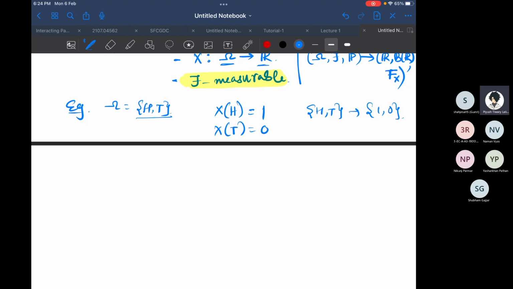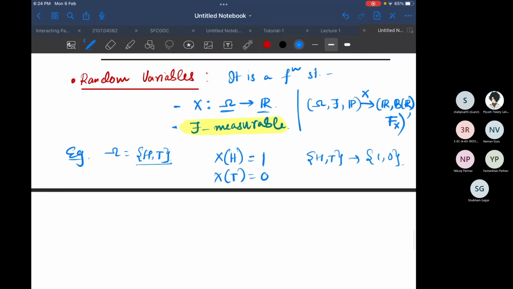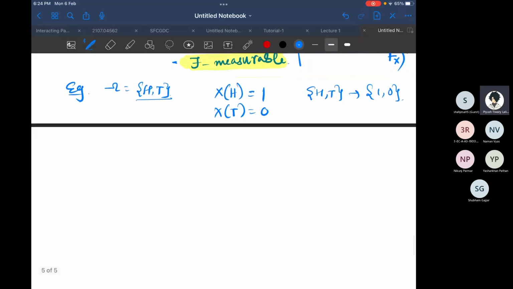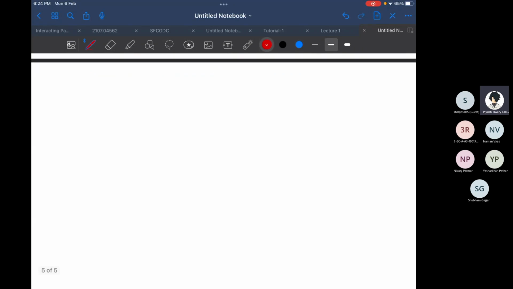Now, what should I do? Let us talk about, should we talk about expectations now? Okay, let me talk about something called distribution functions, perhaps. So let me talk about some general random variables.